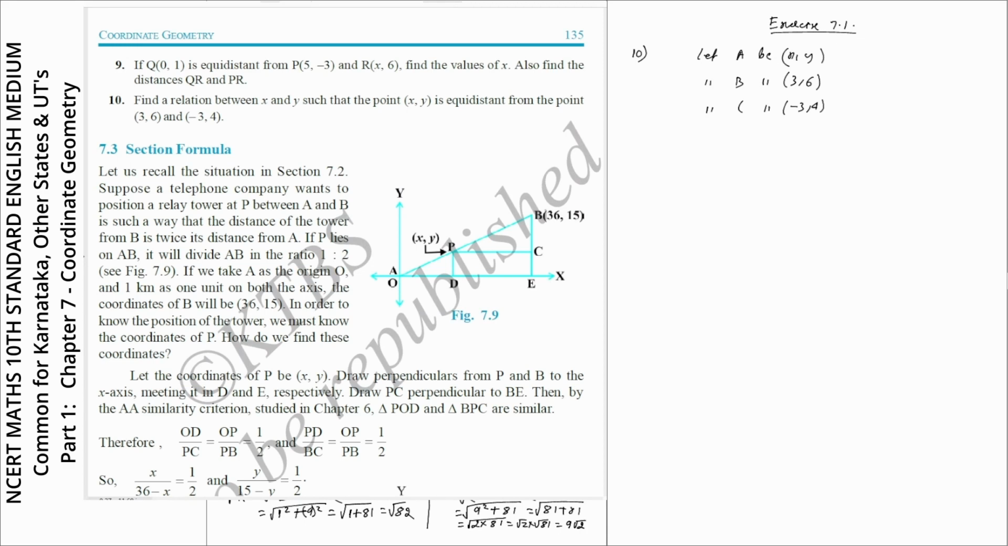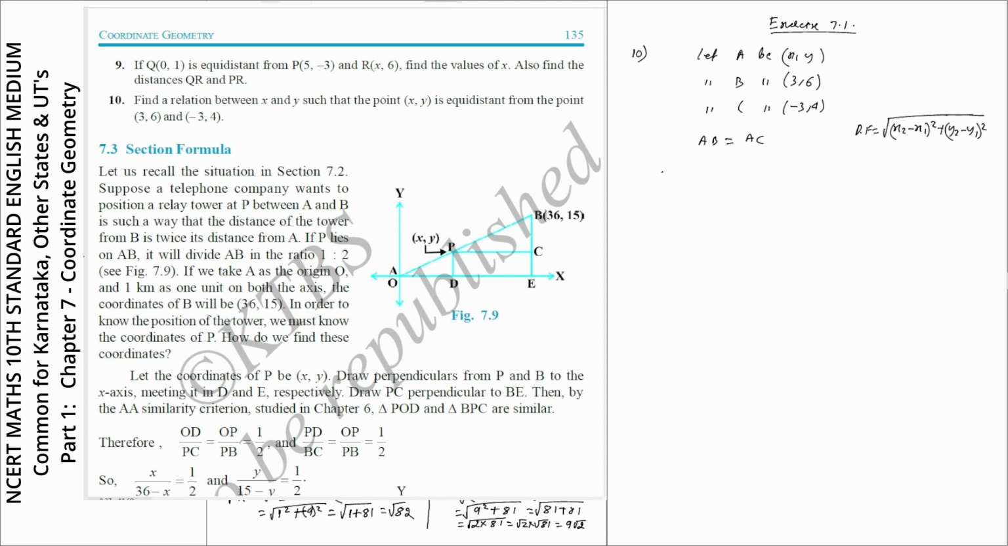Now point A, (x, y), is equidistant from the points (3, 6) and (-3, 4). That means AB should be equal to AC. So what is AB? First of all, what is the distance formula? The distance formula is given by the square root of (x2 minus x1) the whole square plus (y2 minus y1) the whole square.